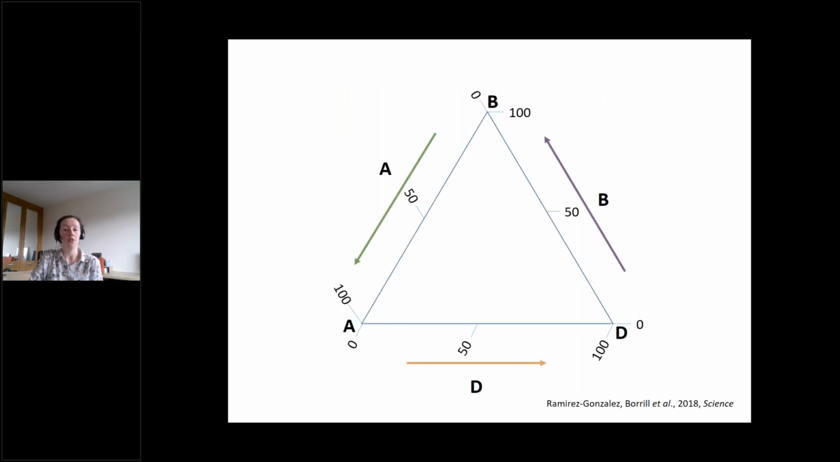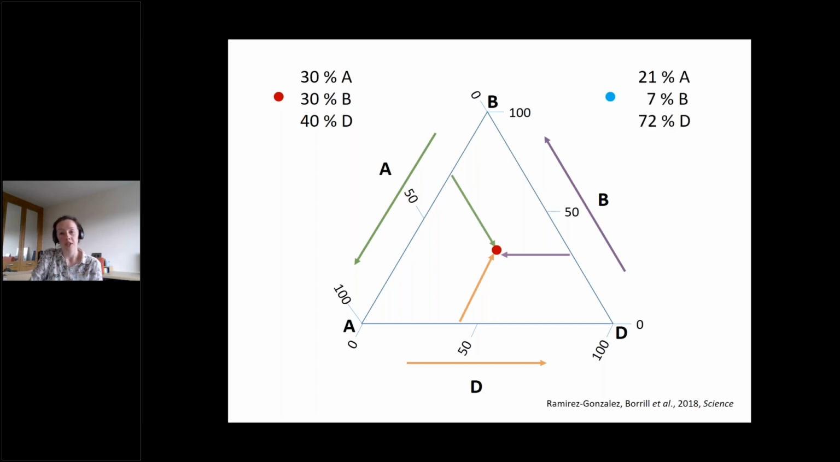So to do this, we plotted graphs of how triads are expressed. For example, a triad where 30% of the expression comes from A, 30% from B, and 40% from D could be plotted on the graph in this way. So A 30%, B 30%, and D 40%. And the triad is represented as a dot almost in the center of the triangle graph. Whereas a different triad, which has 21% of the expression from A, 7% from B, and 72% from D, will be plotted more towards the corner of this triangle graph, specifically towards the D corner.